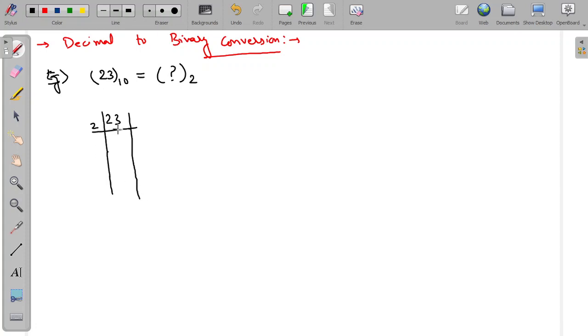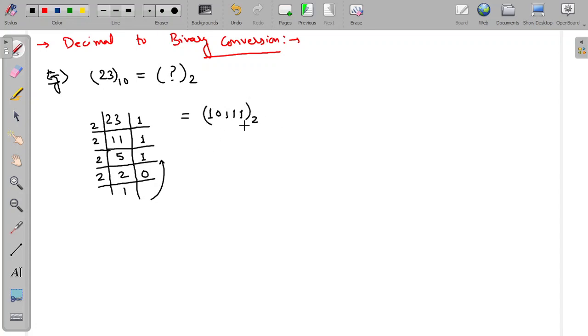Okay, so we know that 2 into 11 would be 22, and the remainder left is 1. Now again 2 5s are 10, the remainder is 1. 2 2s are 4, the remainder is 1. 2 1s are 2, and the remainder is 0. And move backwards, collect all these remainders, 1 0 1 1 1, and it will give you the required equivalent binary number for 23.